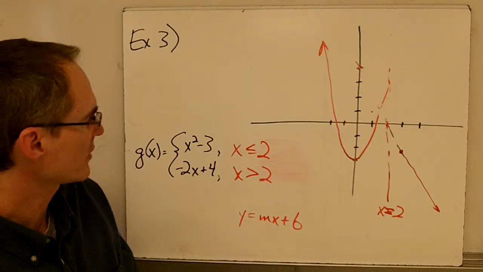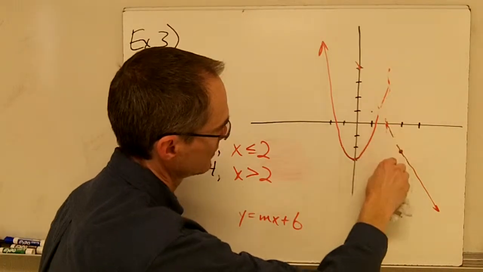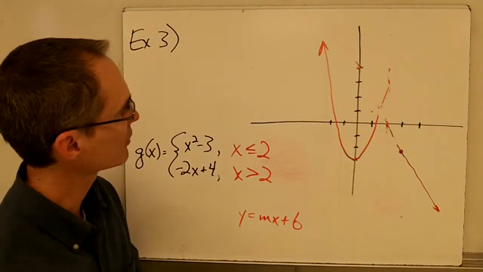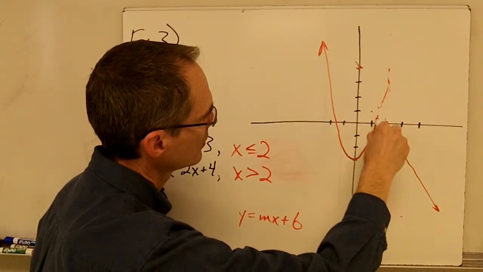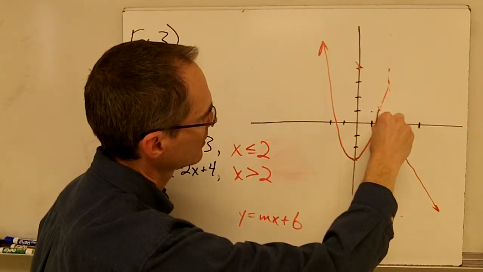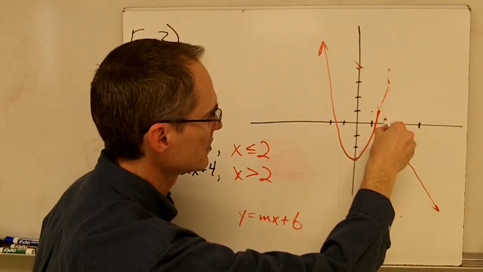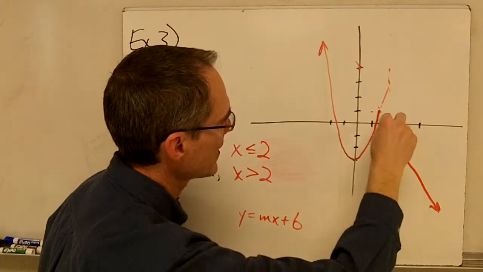So now I've got a graph that's kind of a funny looking graph. Let me take this part off here. Now I've got kind of a funny looking graph. My graph looks like a parabola until it gets to right here, and then all of a sudden it becomes a straight line, which looks something like that.